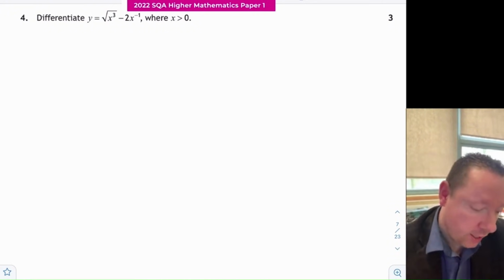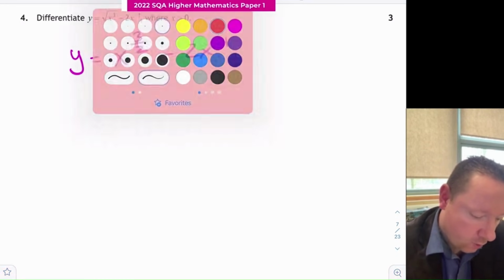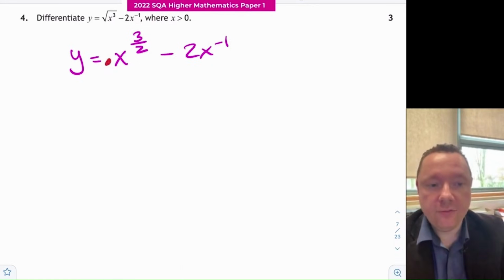So our first step, or our first mark, is to rewrite the square root of x cubed as x to the 3/2. And we've still got minus 2x to the minus 1. If we've written that, we get a mark there for this x to the power 3/2.